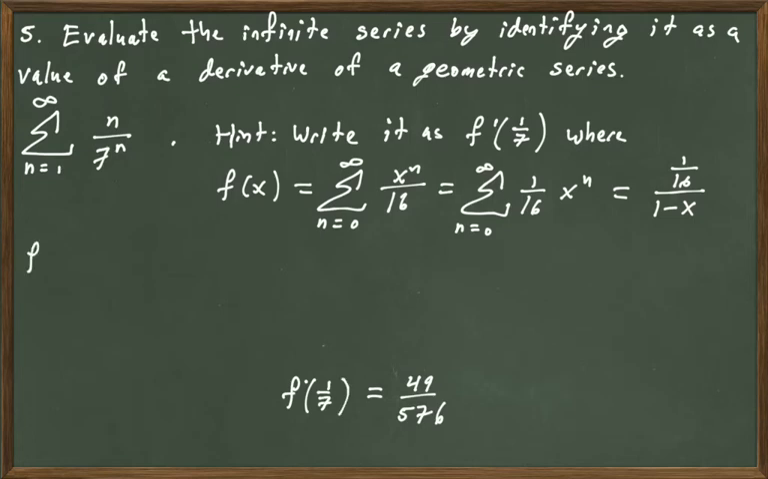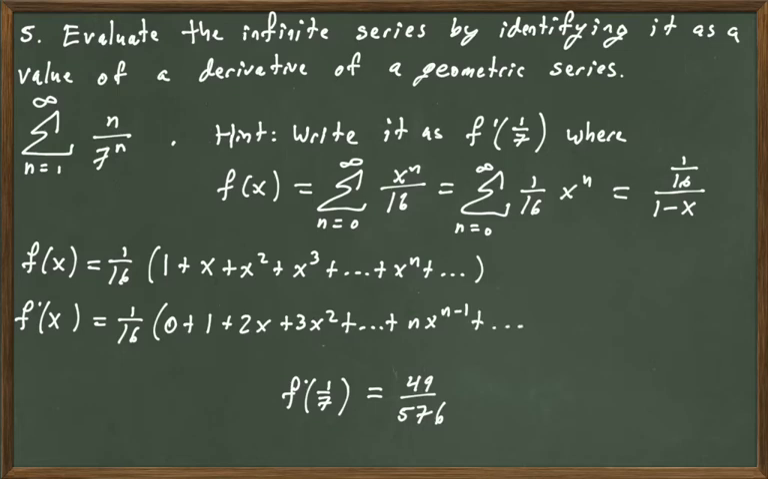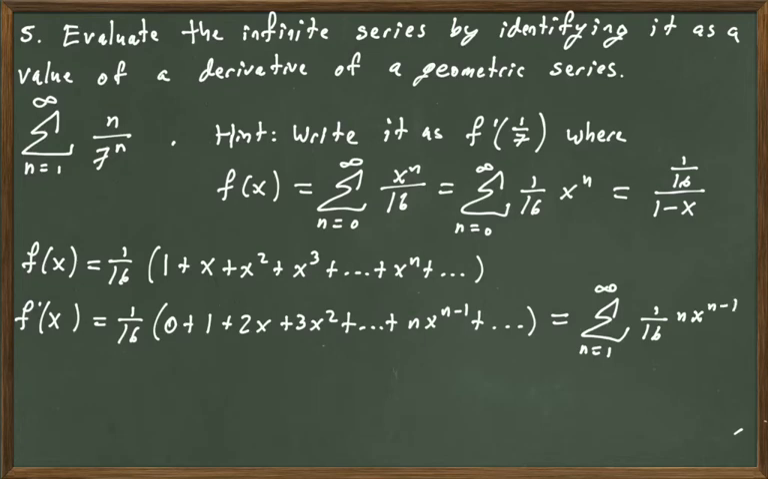Okay, now let's take a look at this series, f of x, which is equal to 1 over 16 times 1 plus x plus x squared plus x cubed, all the way out to the nth power of x. And we are looking at finding the derivative here. So f prime of x is going to be 1/16 times 0 plus 1 plus 2x plus 3x squared plus dot dot dot n x to the n minus 1, and it keeps going. And we can write this as an infinite series, the sum n equals 0 to infinity of 1 over 16 times n x to the n minus 1, and you use your nth term kind of as a cue of how that's going to look.